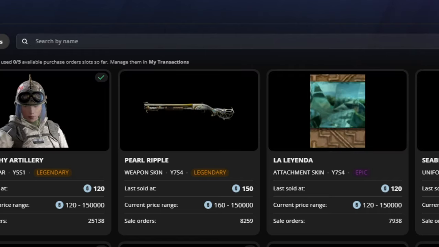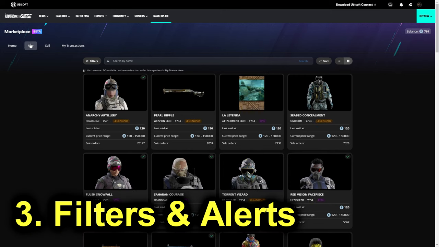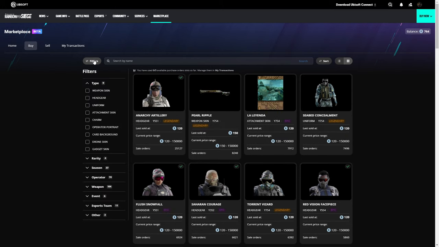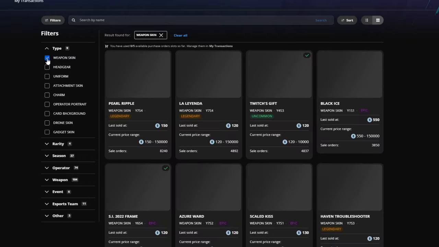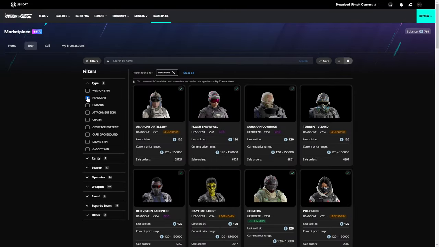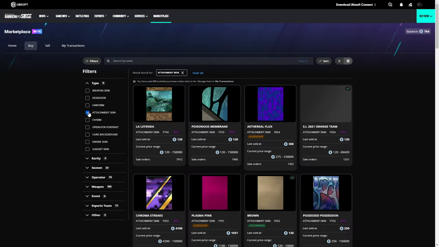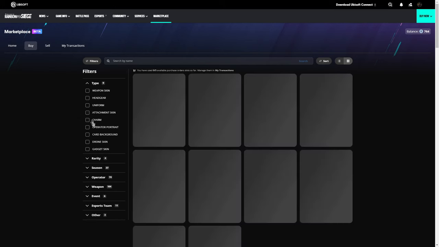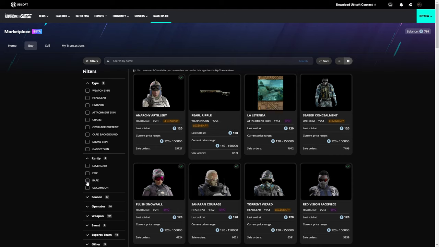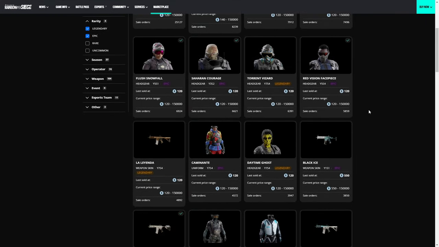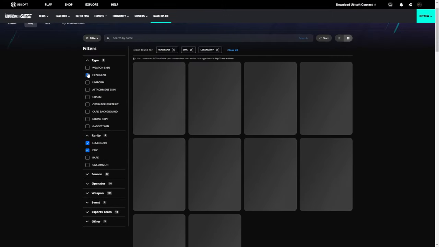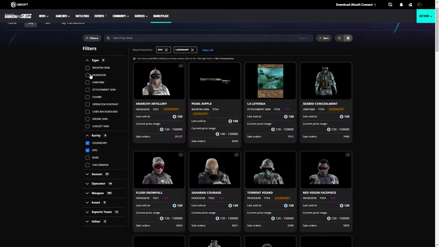Number 3 is a really good one, it's using filters and alerts. So you can make the most of the marketplace features using filters and alerts to stay updated on available skins. Set alerts for skins that you're specifically interested in so you never miss out when they become available and at a good price. So you can weasel your way out sometimes, because if the skin you're really interested in, for example a black ice skin, you can buy for 200 or 300 credits, you can sell it maybe later for double the price.